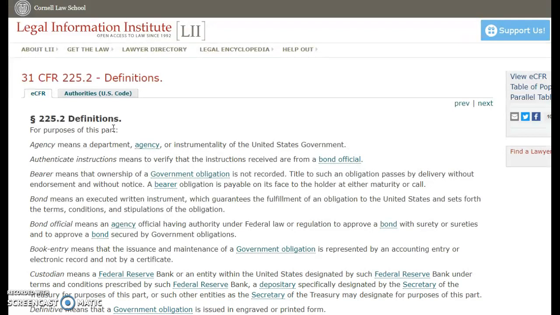On a bond certificate, it reads agency, meaning a department, agency, or instrumentality of the United States government. Authenticated instructions means to verify that the instructions received are from a bond official. Bearer means that the ownership of a government obligation is not recorded, and so on.